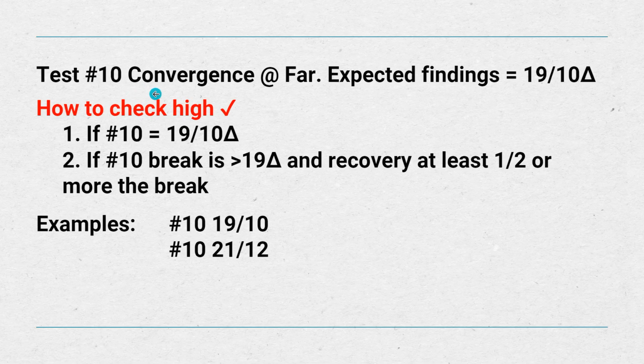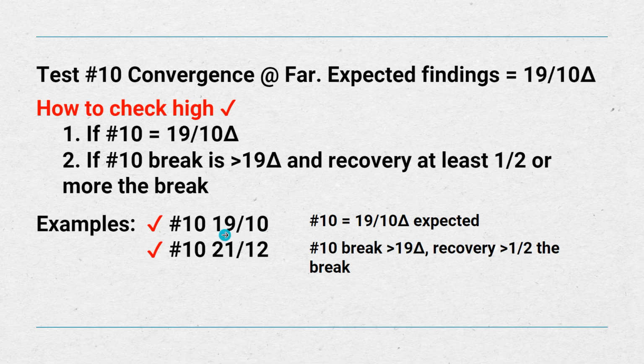Then test number 10, or the convergence at var, the expected findings is equal to 19 over 10. So for test number 10, there is no NC. If it is equal to 19 over 10, you will check it high. And also, if number 10 break is greater than 19 and recovery is at least 1/2 or more the break. So here are the examples. For the first given, since it is equal to the expected, you will check it high.